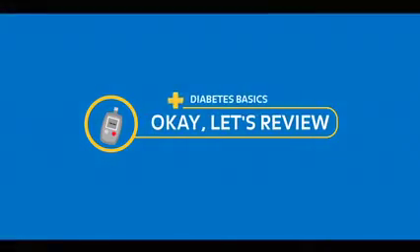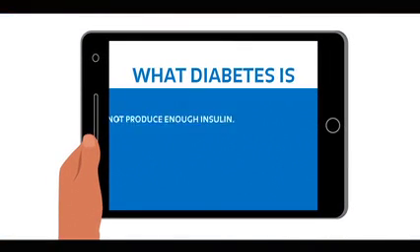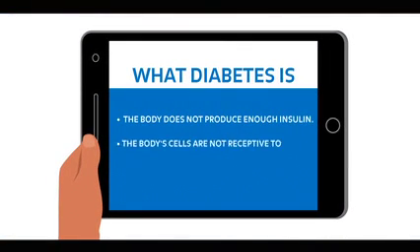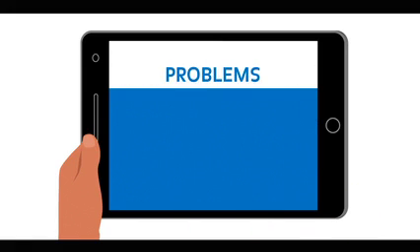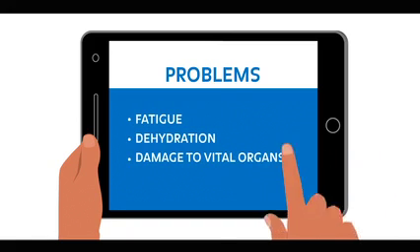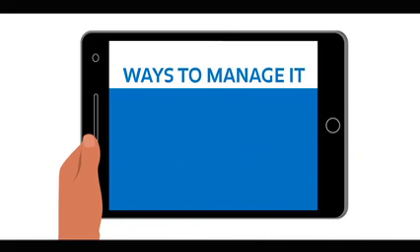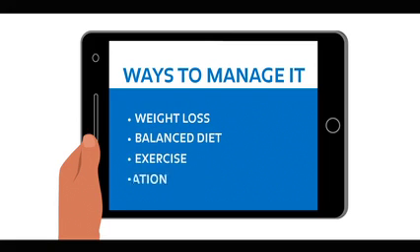Okay, let's review. We've talked about what diabetes is, a condition where either the body does not produce enough insulin or the body cells are not receptive to the insulin being produced. We've seen what complications can arise from it, such as fatigue, dehydration, and damage to vital organs. Finally, we have discussed ways to manage it through weight loss, diet, exercise, and medication.